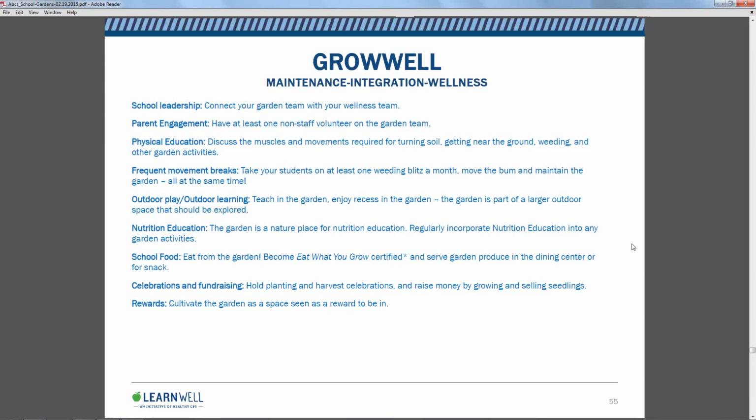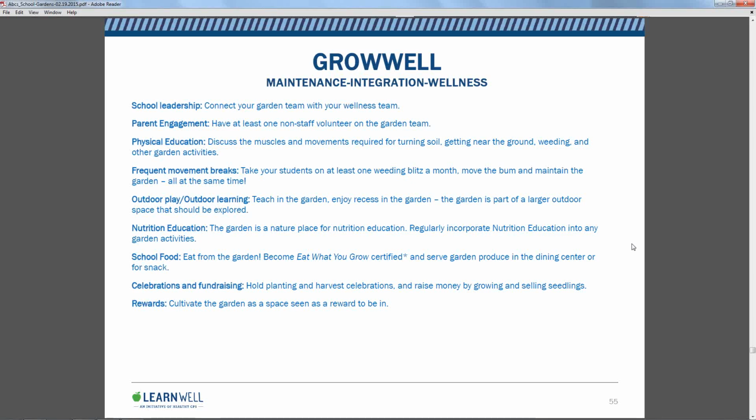The garden should be used for frequent movement breaks so that students, as Kristen mentioned, aren't just sitting all day long in their chair, but are getting up to refresh their brain and awaken their bodies. And a garden is a great place to do that. You can go on weeding blitzes. You can do 10 minutes of yoga in the garden, and it's a wonderful space to facilitate those activities.